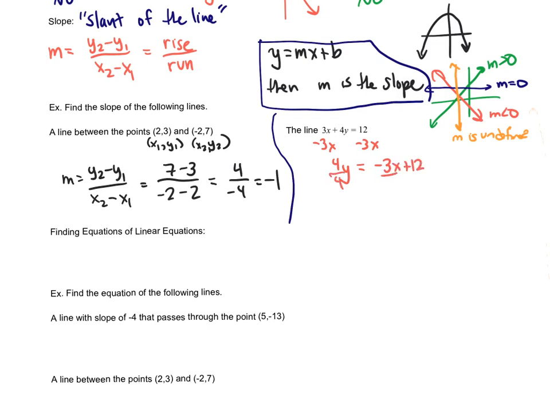And then I'm going to divide everything by 4. So y is going to equal -3/4 x plus 3. And now, because this -3/4 is the number in front of x, that is going to be my slope. So this would be an equation that is slanted down, going down when you go left to right.